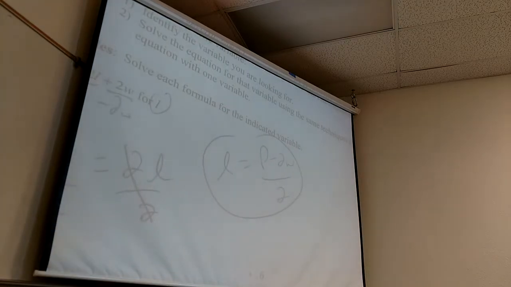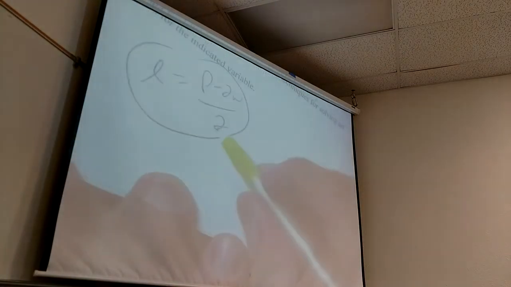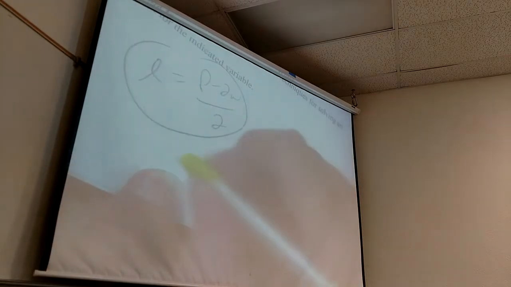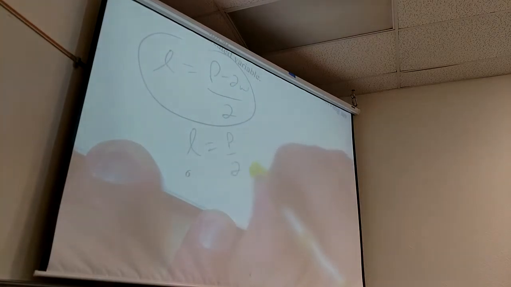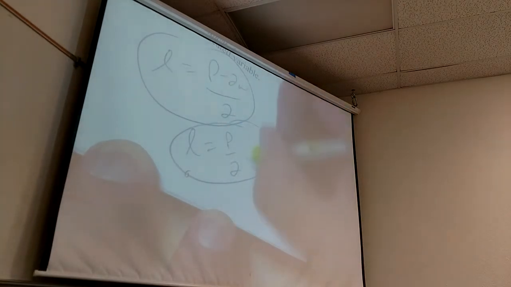Now, if anybody has a question, there is a slightly different way you could write that: L equals P over 2 minus w. Help me out. In this expression, what's being divided by 2? P and negative 2w. So you don't have to do this, right? But you could write this as P divided by 2. And what's 2w divided by 2? w. These two things are the same.